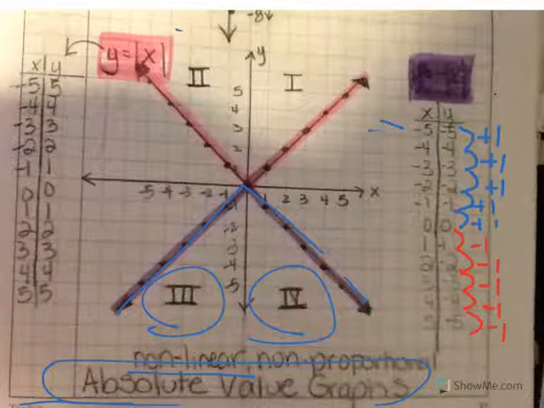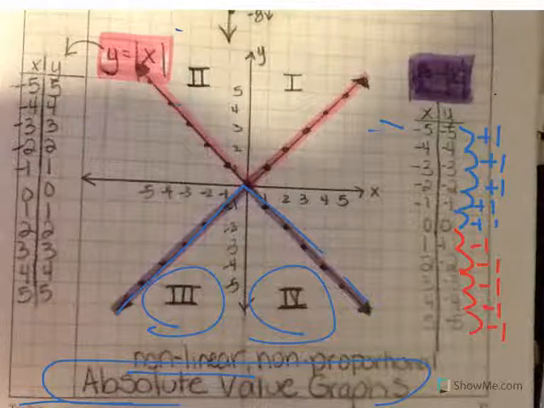Alright, so I put the rate of change in the table so you could see it a little bit better. You could see that you're adding 1 until you get to 0, and then at 0 you have this turning point where you start subtracting 1. So the rate of change is not the same. So it's non-proportional because, 1, it doesn't make a straight line, and 2, it doesn't have the same rate of change the whole way through all your y values.